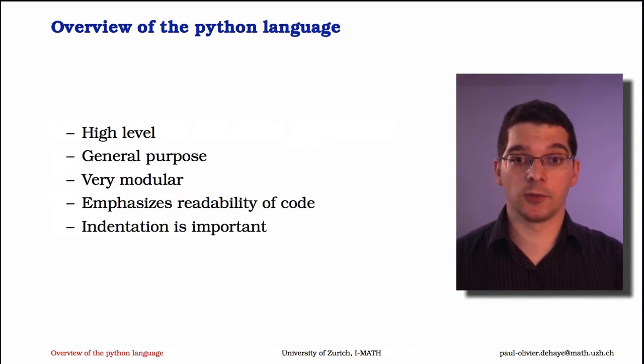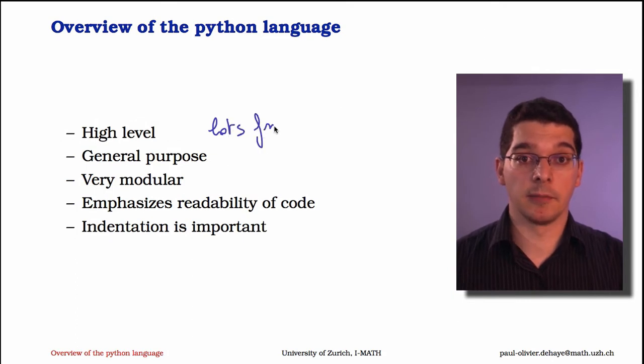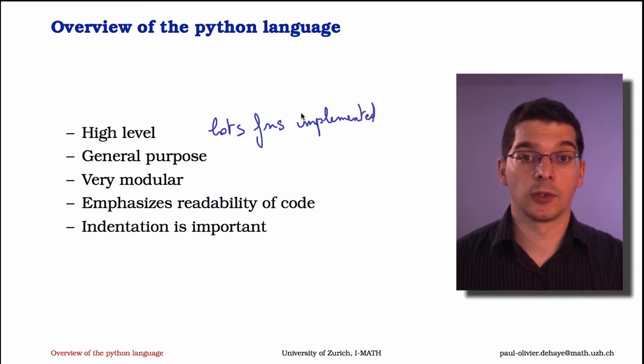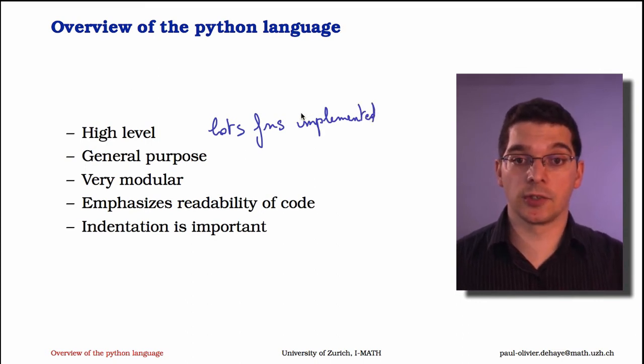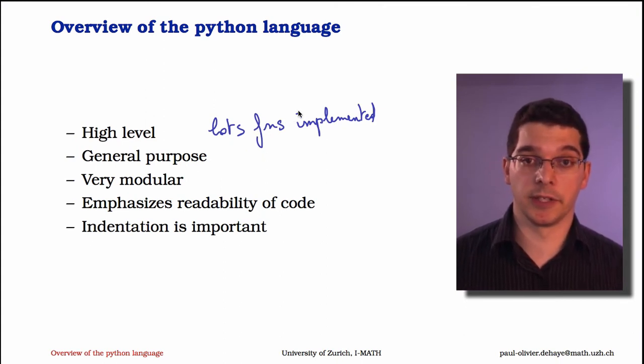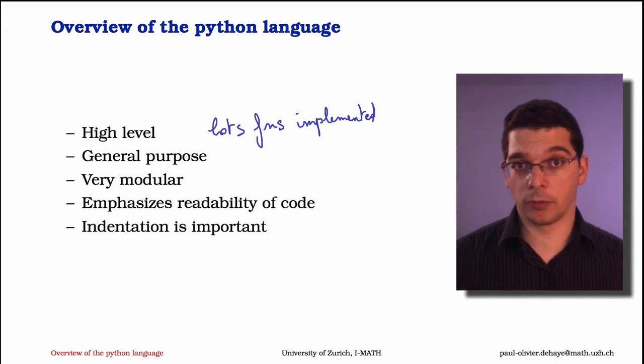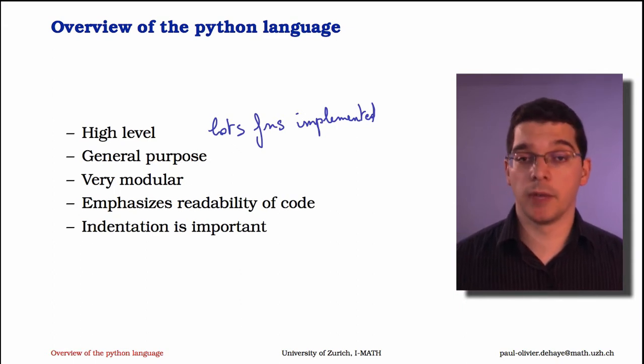Well, the first thing is it's a very high-level language. So you have access to a lot of functions that are already implemented in the language by default. So if you want to, for instance, sort a big list of integers, there are already functions that exist within the language that will allow you to do this. It's also a very general purpose language. You can use it to do many different things.